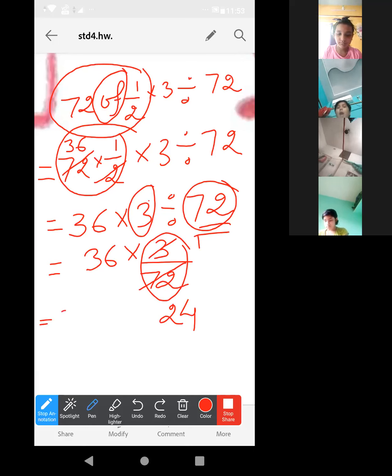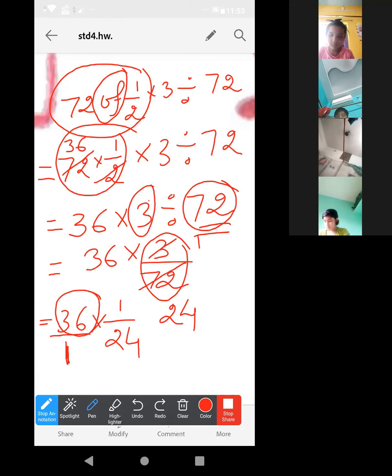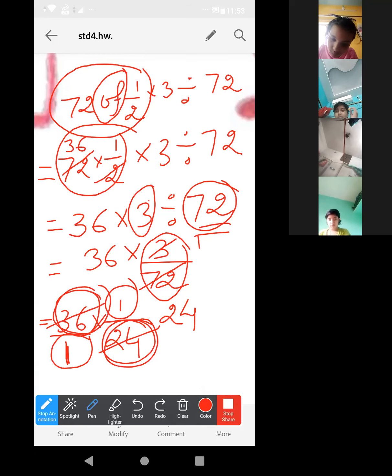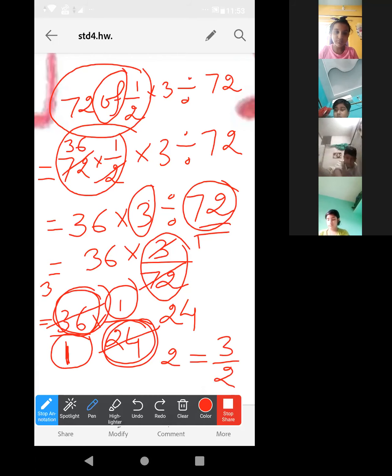So it will be 36 into 1 by 24. Now we can cut the numerator and denominator if it is matching. Look, here 36 and 24 we can cut by 12. 36 by 12 is 3, 24 by 12 is 2. So the answer will be 3 by 2. All of you got this?